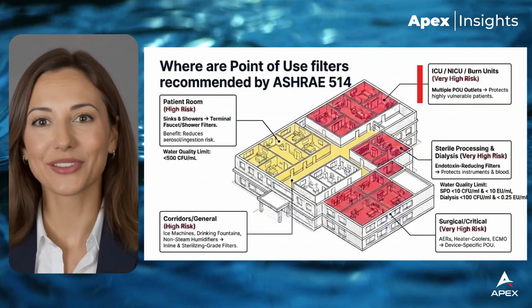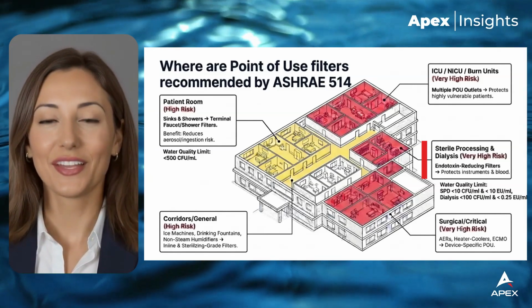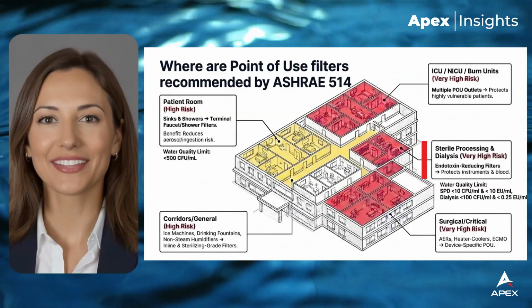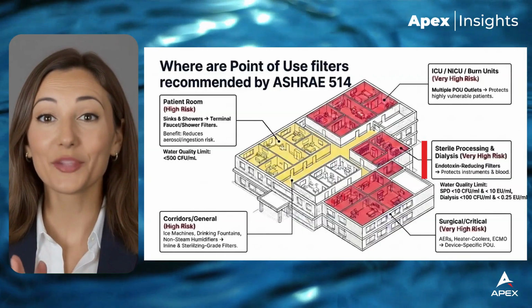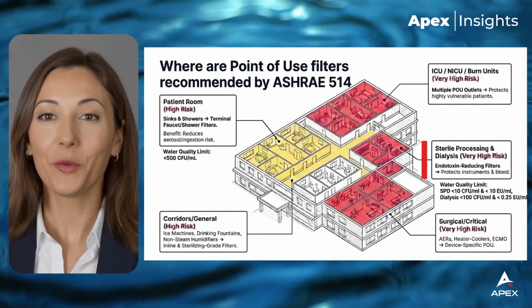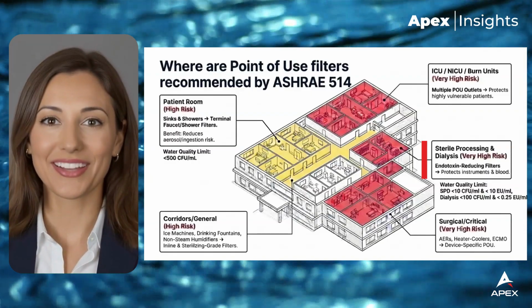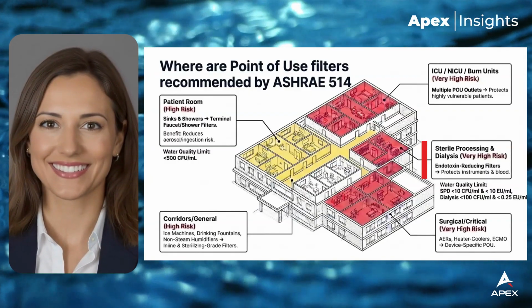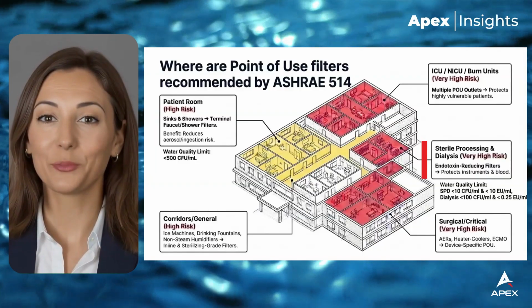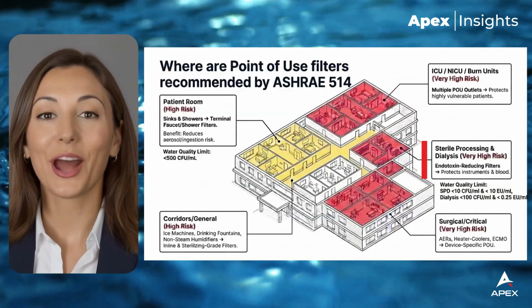Next, sterile processing and dialysis. These are also very high-risk applications, where water comes into direct contact with instruments, or even the bloodstream. Here, filtration must go beyond bacteria removal, requiring endotoxin control and highly purified water. Water quality target is less than 10 CFU per milliliter for sterile processing and less than 100 CFU per milliliter for dialysis, with strict endotoxin limits for critical applications.